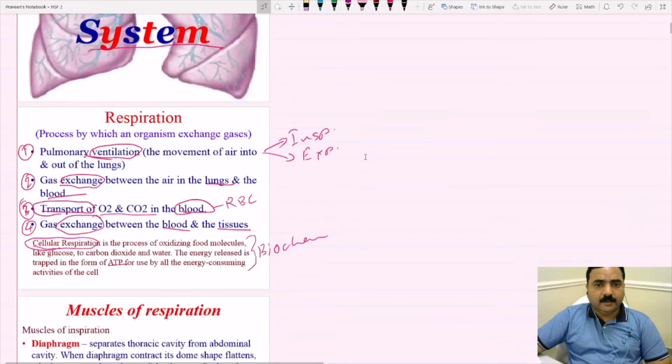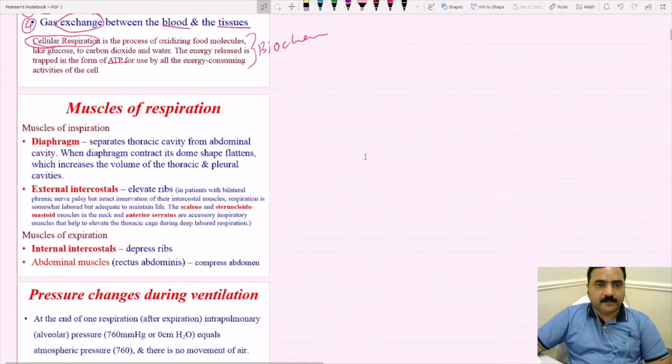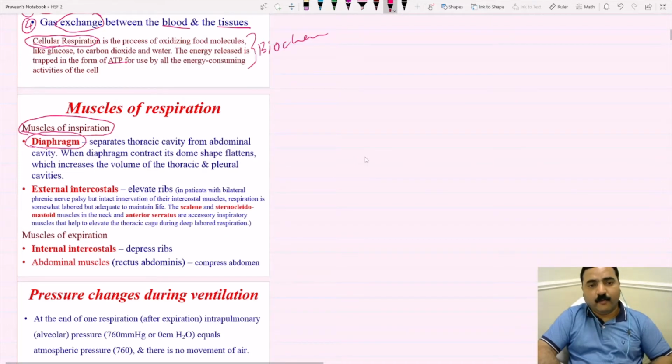Okay, so let's first start with the ventilation. What are the muscles used for ventilation? The process of ventilation includes inspiration and expiration. So first we will study the muscles of inspiration. Mostly you will study the details of these, the nerve supply and the structure, etc., in your anatomy. Basically it's the diaphragm that contributes almost 100% of the inspiration in a quiet inspiration. Even in a forced inspiration, almost 80 to 90% is contributed by the diaphragm. The diaphragm is the major contributor.